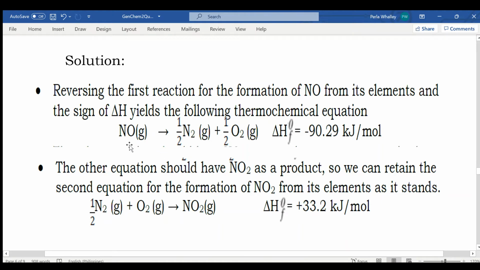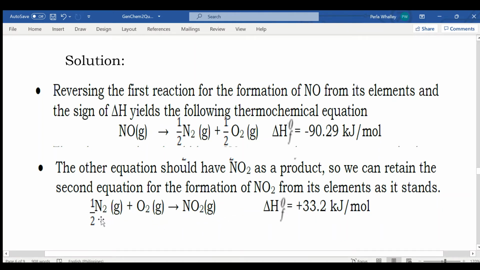When the equation is reversed, that means the sign is also reversed. So we now have NO gas on the reactant side and 1/2 mole of nitrogen gas plus 1/2 mole of oxygen gas on the product side. The other equation should have nitrogen dioxide as a product, so we can retain the second equation for the formation of nitrogen dioxide from its elements as it stands.